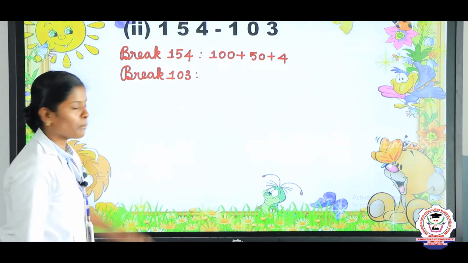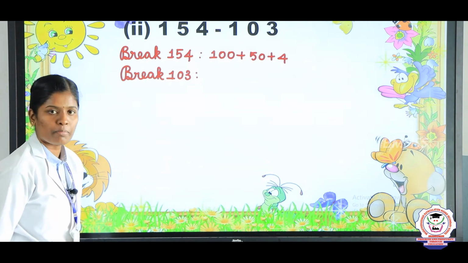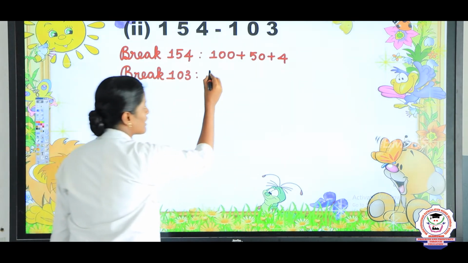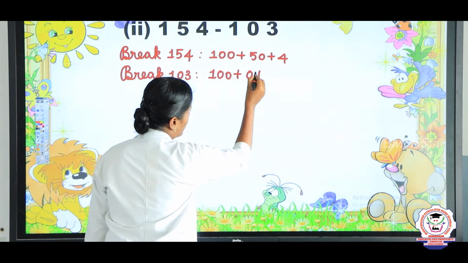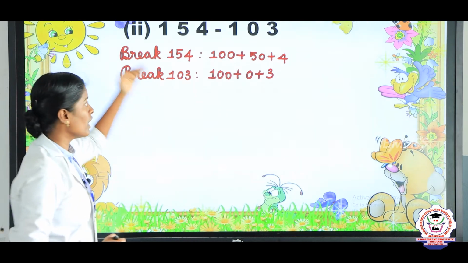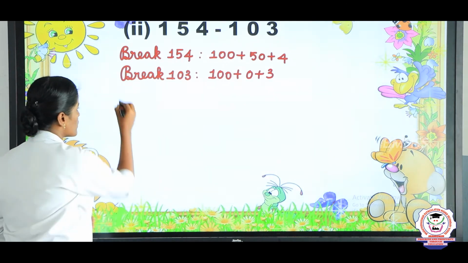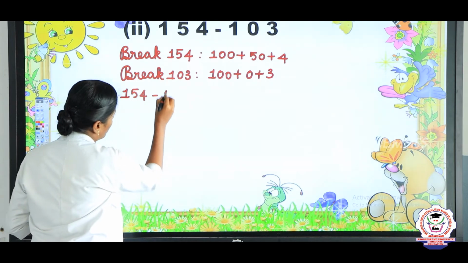Next you will take the number 103. Now tell me Bhavana, what is the answer? Very good dear. The answer is 100 plus 0 plus 3. Our next step is now we are going to substitute in the question. Take the question 154 minus 103.